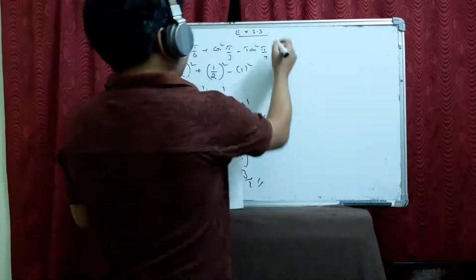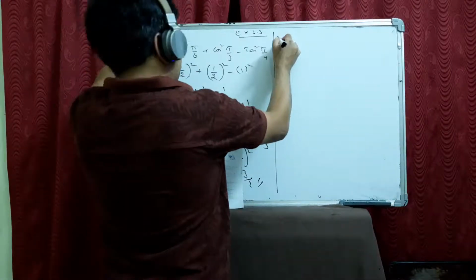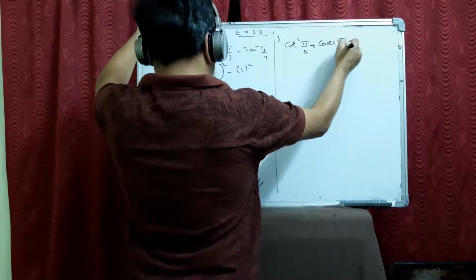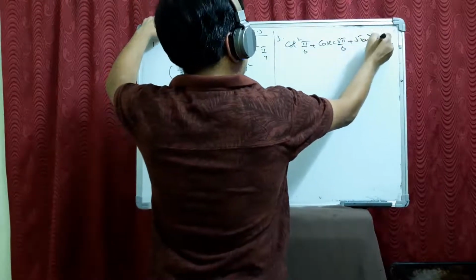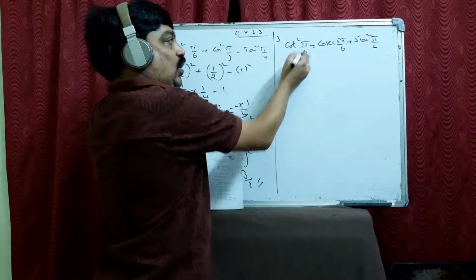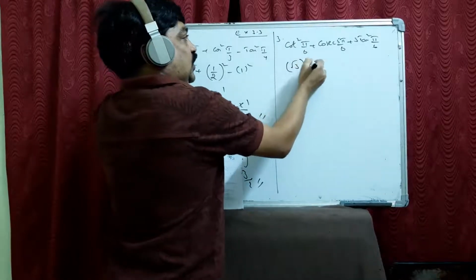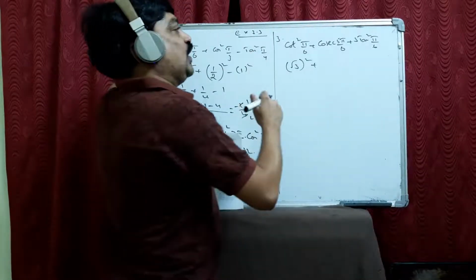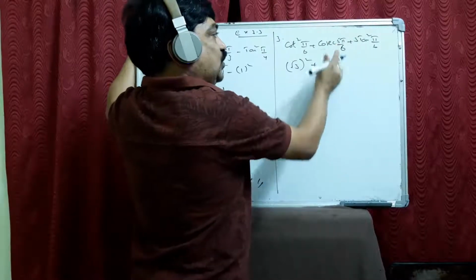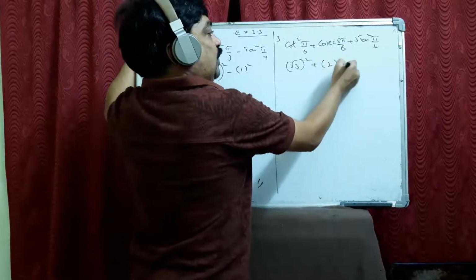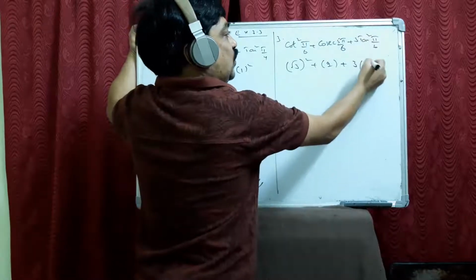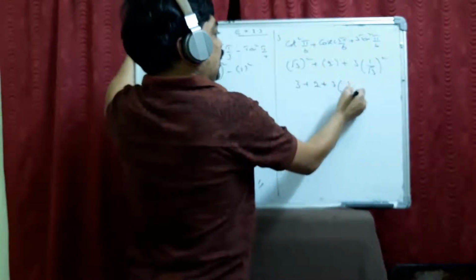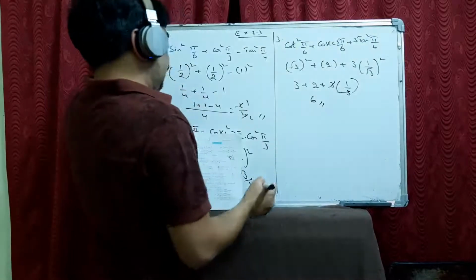So the third question. It is cot square pi by 6 plus cosecant 5 pi by 6 plus 3 tan square pi by 6. Cot pi by 6 means cot 30, which will be root 3 whole square. Cosecant 5 pi by 6 is cosecant 150. It is in the second quadrant, so it is positive. 180 minus 30, or otherwise you can do this value outside. It becomes 2 plus 2. 3 into tan 30 whole square, 1 by root 3 whole square. It becomes 3 plus 2 plus 3 into 1 by 3, which becomes 1. The whole value becomes 6.